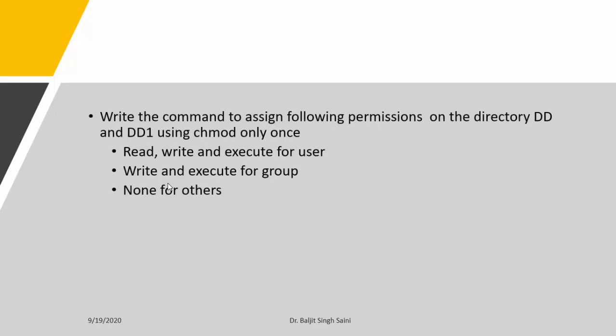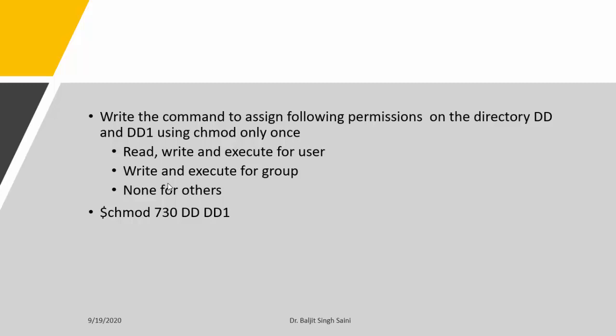The second question is, write the command to assign the following permissions on the directories dd and dd1 using chmod only once. I want to give the same permissions to both these directories. The permissions are read, write, execute for the user, write and execute for the group, and none for others. What should I write? Yes, the command is chmod 730 dd dd1.